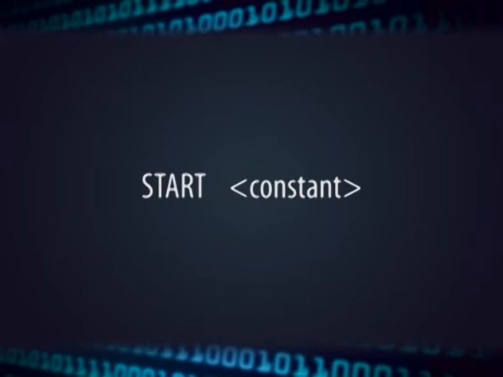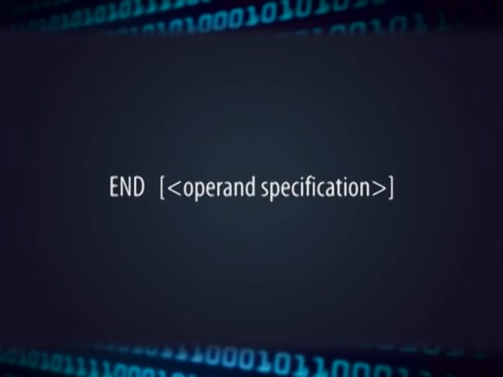We describe the two directives START and END. The START is followed by a constant. The START directive instructs the assembler to place the first word of the target program generated by it in the memory word having the address constant. The END again is followed by an operand specification which is optional.